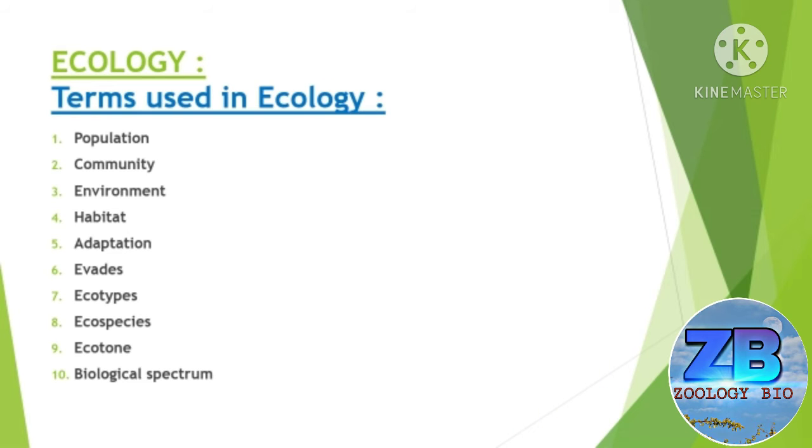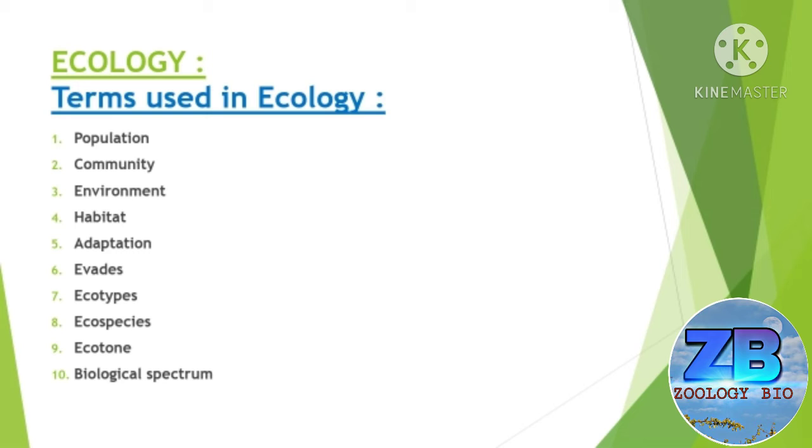And now some terms used in ecology. Various terms used in ecology, like population. It is a group of individual organisms of the same species in a given area. Community. It is a group of populations of different species in a given area. Environment. It is the complex sum of many factors, therefore also referred to as the environmental complex.